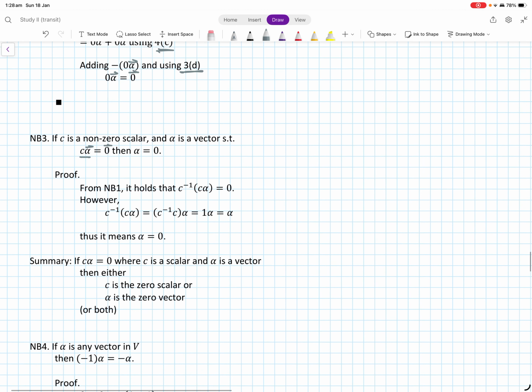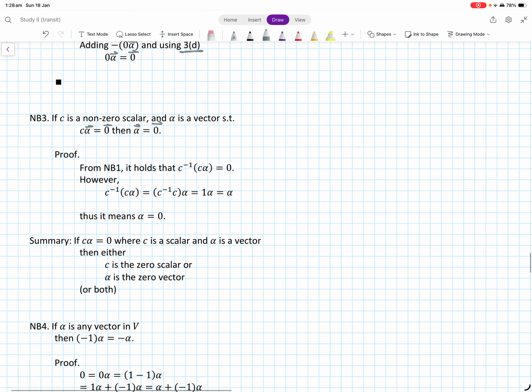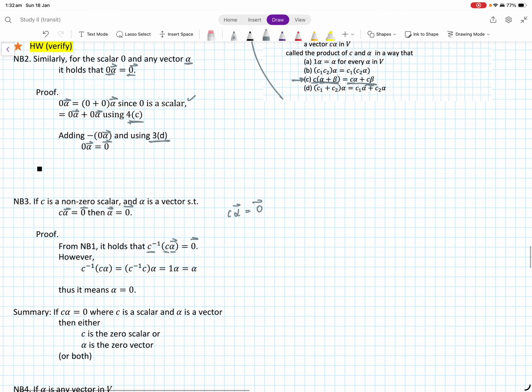Okay, so now it is saying that if you're multiplying a non-zero scalar with a vector and it is giving you the 0 vector, then the only way this can happen is if the vector itself was a 0 vector. Right, the statement is that c alpha is 0, this is the premise. We're given that this is the case, and if this is the case, we're trying to say something else holds.